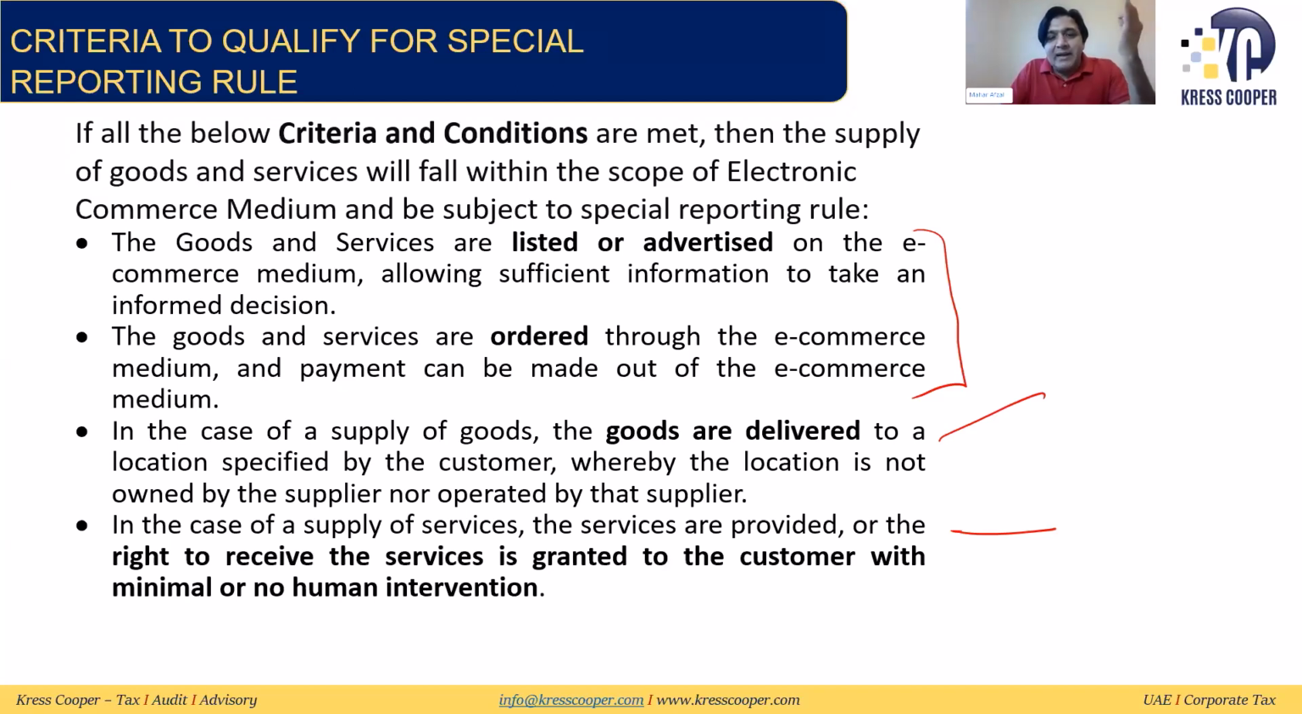First of all, goods and services are listed or advertised on the e-commerce medium. Suppose there is a platform, and on this platform goods are listed; from these goods you can check the prices and make an intelligent decision whether you need to buy these goods or not. This is providing sufficient information to take decisions. Then it will be assumed that goods or services are listed and advertised on the platform. That is the first condition. Second condition, the buyer, the customer, is able to make the orders.